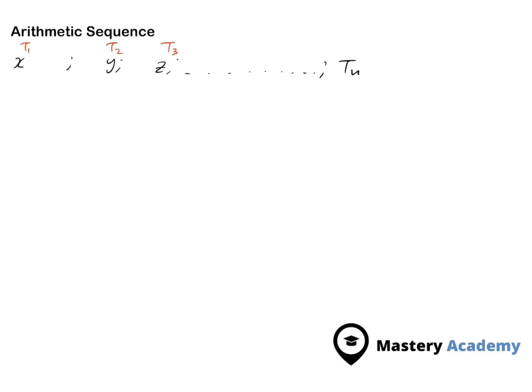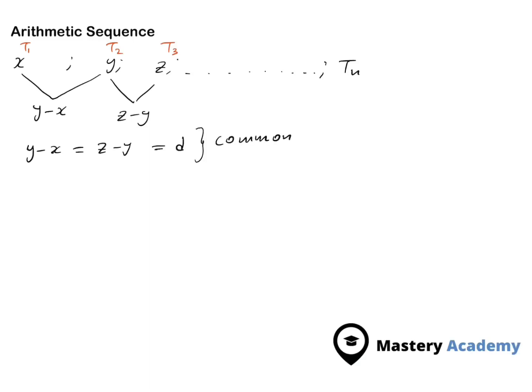Now we say that the common difference, or the difference between two consecutive terms, must be the same in order for this to be considered an arithmetic sequence. So as you can see, I'm getting the difference between these consecutive terms. So y minus x is that, z minus y is that, right? Now for this to be an arithmetic sequence, this needs to be the case. So y minus x must be the same as z minus y. And if these two are equal, we just call this one D. We call it D because it's a common difference.